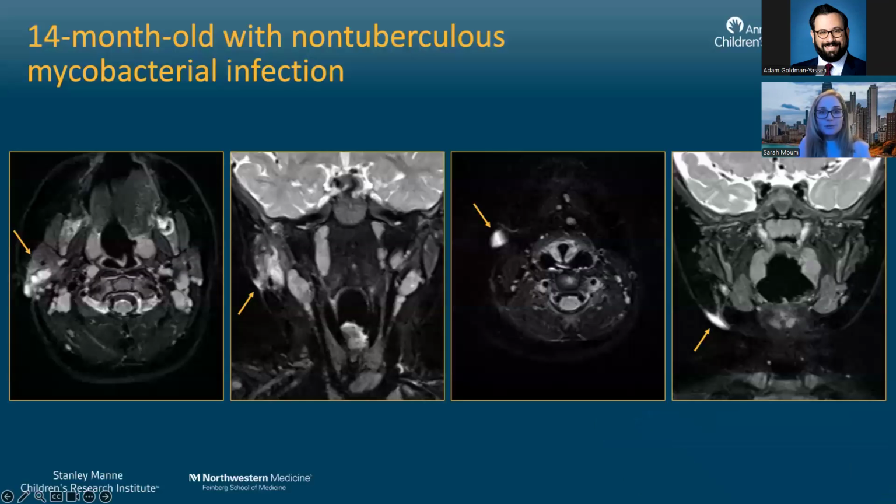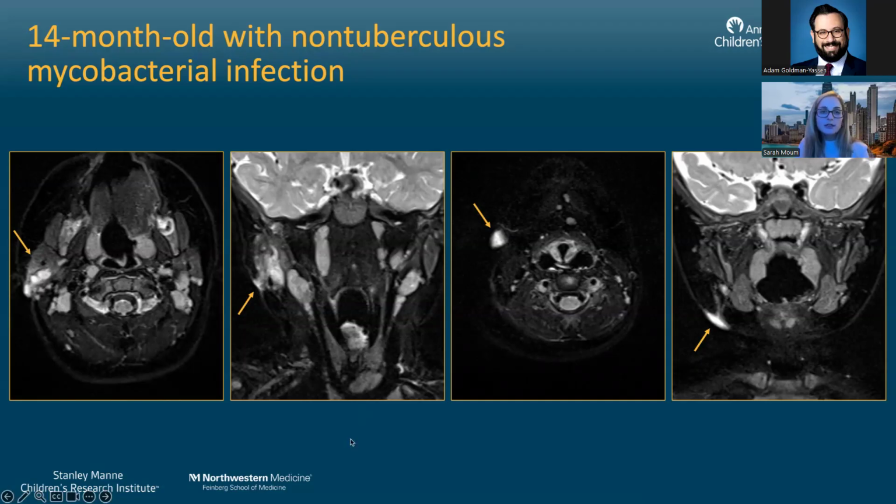All right, so this first patient is a 14-month-old who presented with right periorbital swelling and tenderness. Over a week or so, they had worsening symptoms and had a new lesion within the right submandibular space as well. Importantly, there were no systemic symptoms. They weren't having fevers, chills, or anything to that effect. So just these lesions that were painless on exam.